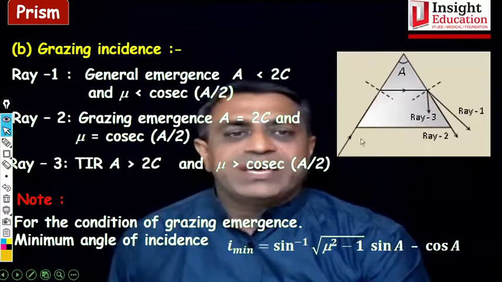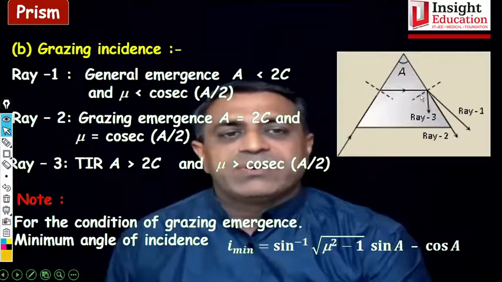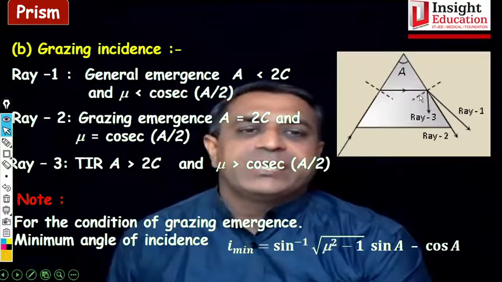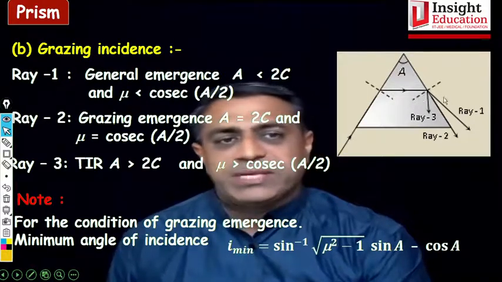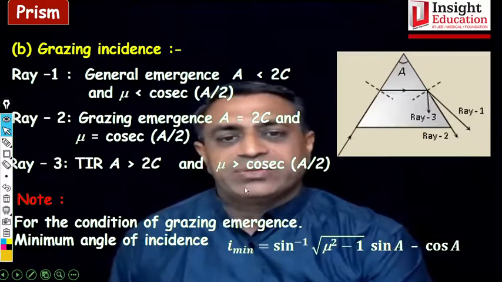Okay, similarly for grazing incidence, here it will be A minus C. So if A is equal to 2C, A greater than 2C, A less than 2C. For A less than 2C, ray 1; for A equal to 2C, ray 2; and for A greater than 2C, ray 3.